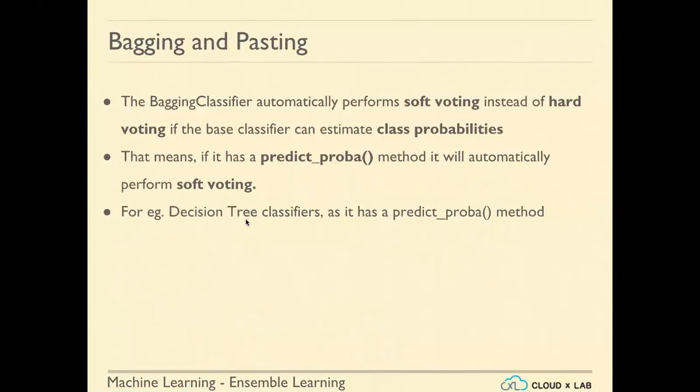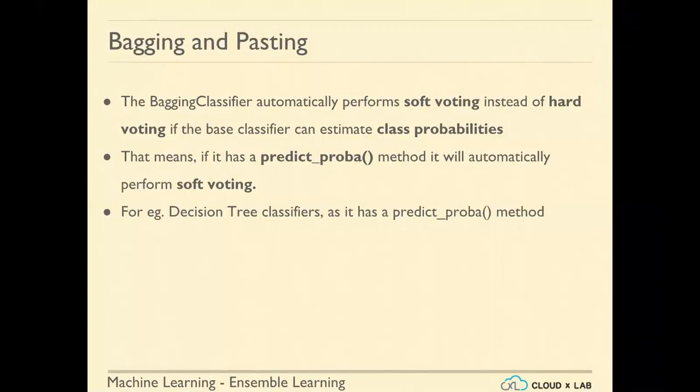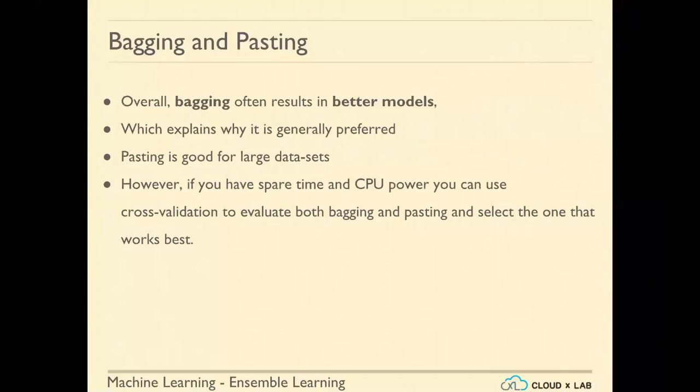Now, the bagging classifier automatically performs soft voting instead of hard voting if the base classifier we are using is estimating probabilities. Meaning if the predict_proba function is available in the predictor, then it will estimate the probabilities. If any of them does not have predict_proba, it will automatically do hard voting. So basically it examines the algorithm that you're using and then decides whether to use soft voting or hard voting.